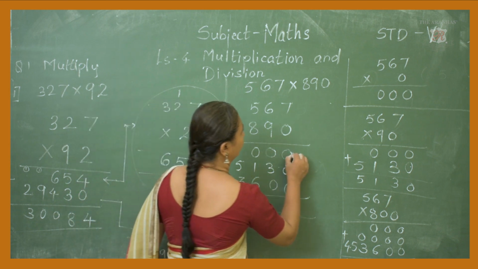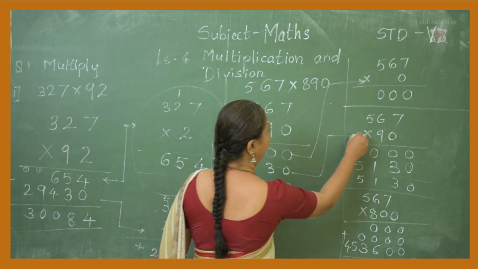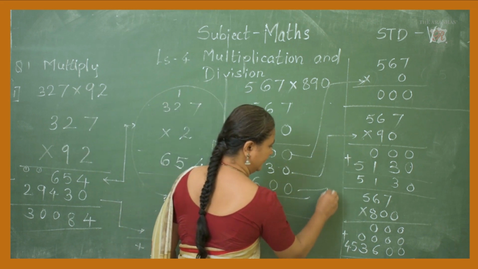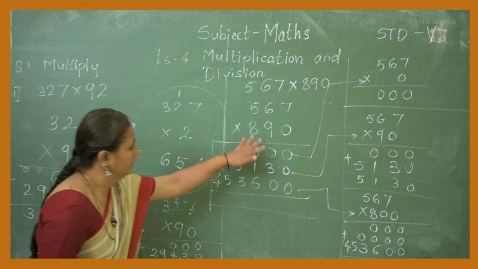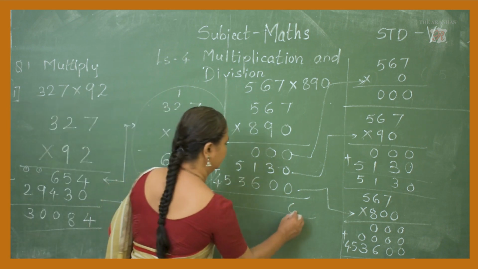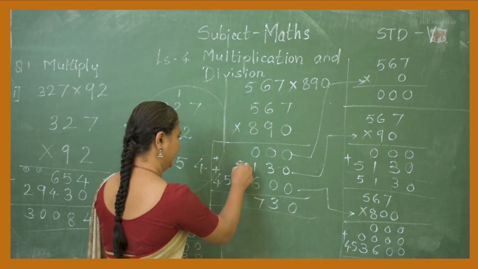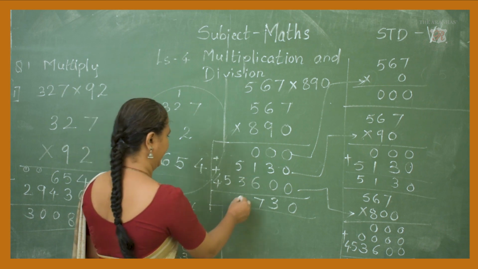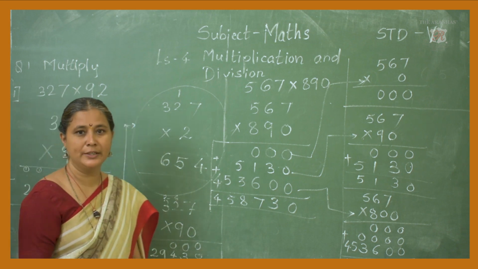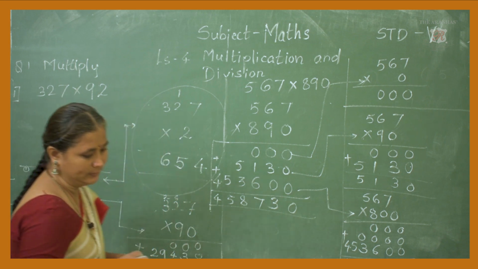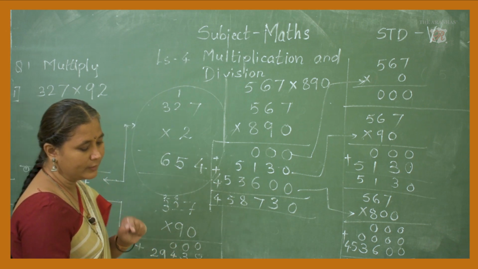This is multiplied by 0. This is multiplied by 90 and this is multiplied by 800. Isn't it? Now do the addition. 0, 3, 6 plus 1, 7, 5 plus 3, 8, 5, 4. Okay? Understood? Now take the multiplication of 4 digit by 3 digit.